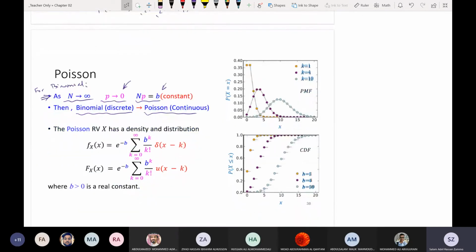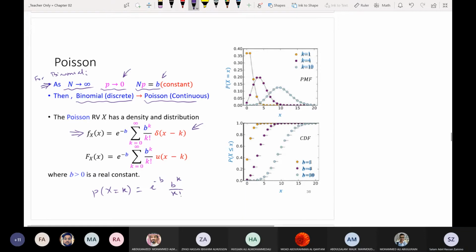And the Poisson has a PDF that looks like this. It's a series of deltas, with the probability that x equals k equals e to the minus b, b to the power k divided by k factorial. So it's a series of deltas that have amplitudes given by the probability of x equal k. And hence the CDF will look like a series of step functions.